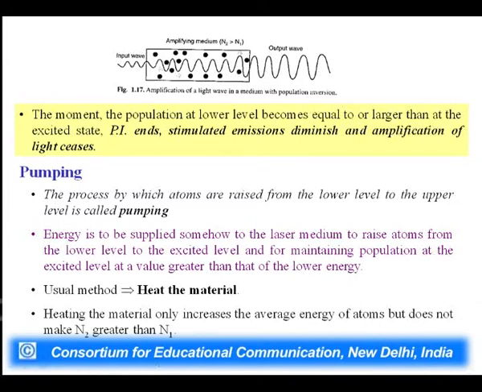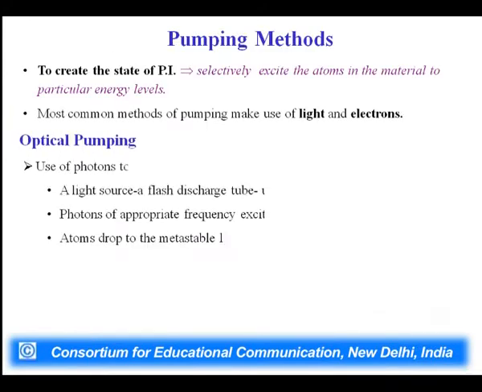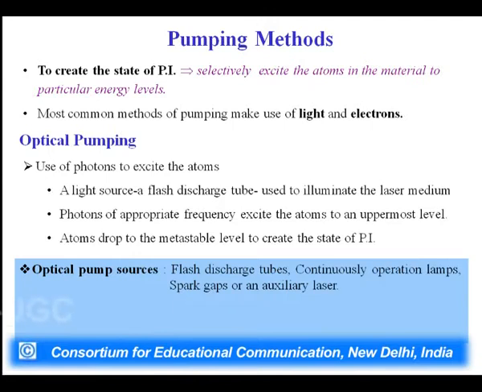The usual method is to heat the material. Heating the material only increases the average energy of the atoms but does not make N2 greater than N1. PI cannot be achieved by heating the material. Then what are the processes? There are different pumping methods. To create the state of PI, population inversion, we selectively excite the atoms in the material to a particular energy level. The most common methods of pumping make use of light or electrons.